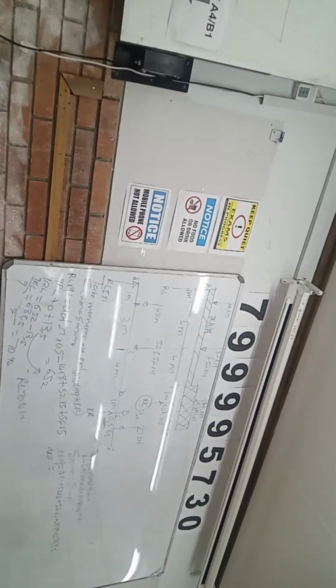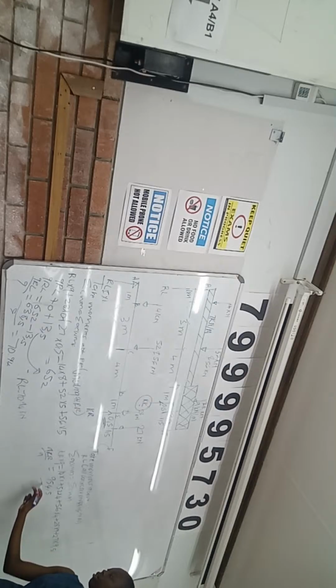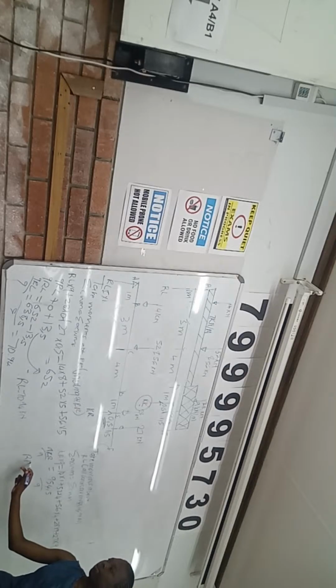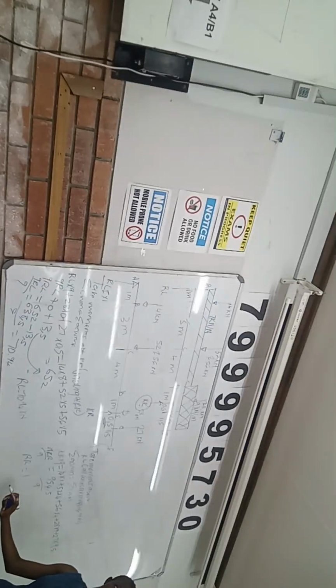954.5. Don't you include RL? And then what's the answer? 954.5. Divide by 9. What is our RR? 106.06.